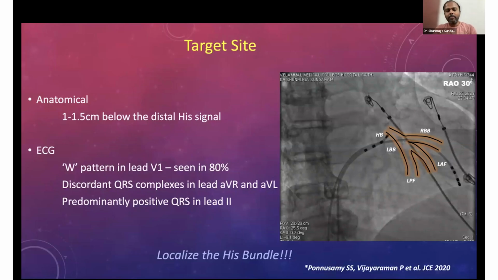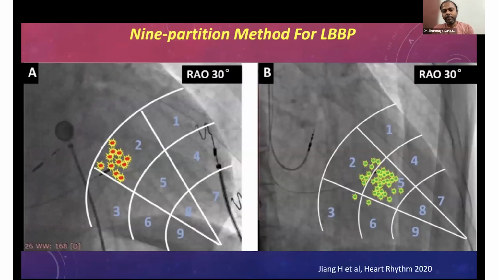So you can double confirm it by doing an ECG pace mapping on the right side of the septum. You have to get a W pattern in lead V1, which may be seen in 80% of the patients, and discordant QRS complexes in aVR and aVL, and a predominantly positive QRS in lead 2. So this will guide us into the proximal main trunk of the left bundle. On the other hand, if you have a predominantly negative QRS in lead 2, you'll end up capturing the posterior fascicles or the LV septum.